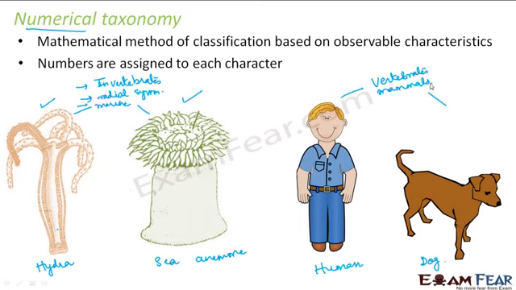So based on such things, based on the similarities and differences, we can group or classify organisms. So this is numerical taxonomy. Next is cytotaxonomy. The term cyto, what does it mean? It means cell, something related to cell. That is cytotaxonomy. Now when I say related to cell, what can it be?